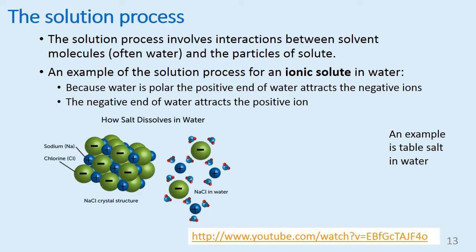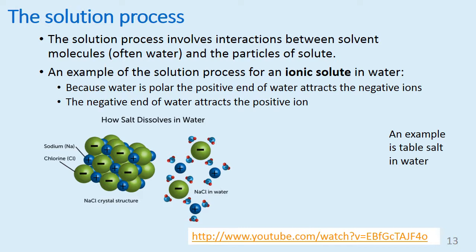Again, we looked at this back in, I think, unit 5, the solution process. If we have a polar solvent like water and we have a sodium chloride crystal, then the positive end of water will surround the negative ions, the chloride ions, whereas the negative end of water will surround the positive sodium ion. And so they pull it away: the positive ends will pull the chloride ion into the solution, and the negative ends will be attracted to the positive sodium and pull it away.